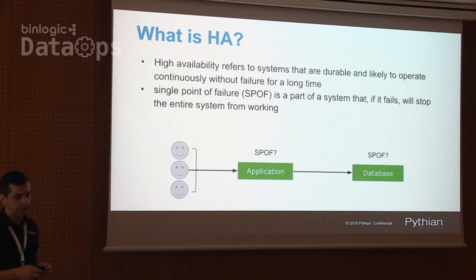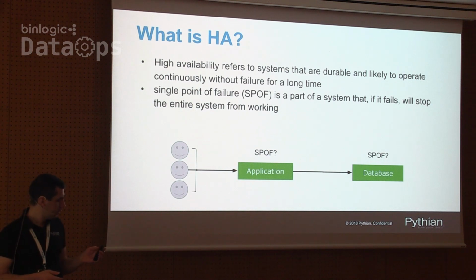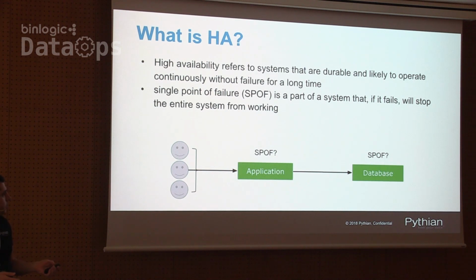Parallel with HA, there is the single point of failure, a common thing that you come into when discussing HA. A single point of failure means that if it fails in a system, then the entire system stops. As you can see from this diagram, both the database and the application are a single point of failure, because if either of these breaks, the user will see the entire system stopped.